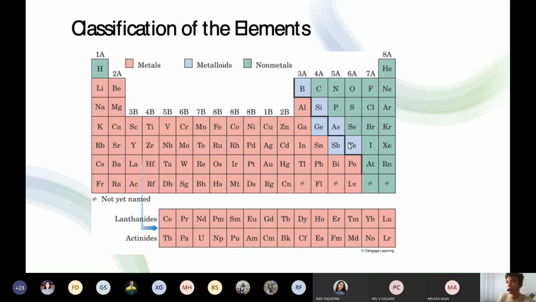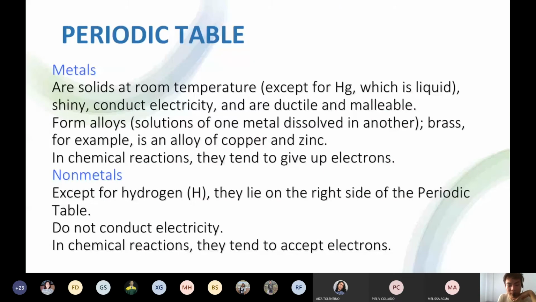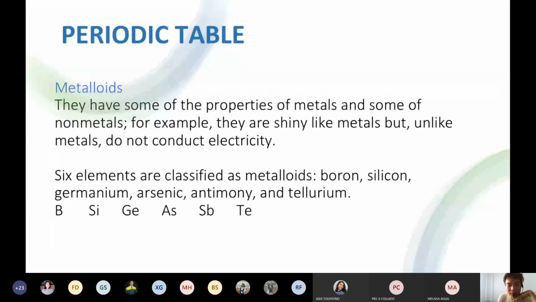Or capacitors, transistors, basta yan, no? So, yun yung idea. So, yun lang.